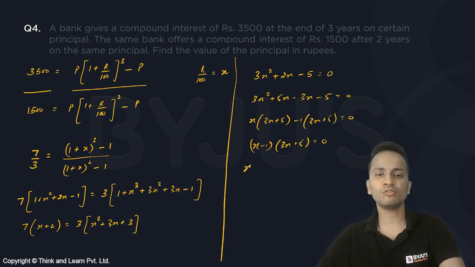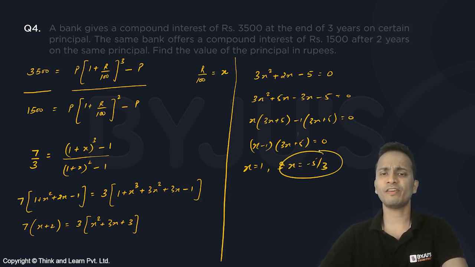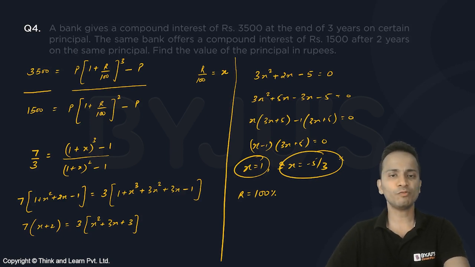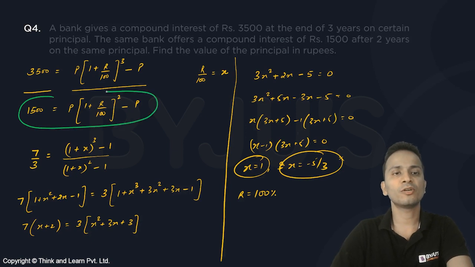That will give me two different values of x: x equal to 1 or x is equal to minus 5 upon 3. Now rate of interest cannot be negative, so minus 5 upon 3 will be rejected and x can be equal to 1 only. From there, the value of R will be equal to 100%. So this is the value of R. I will have to find out the value of the principal. So once we get the value of R, I can substitute this value of R in this equation, all right, and we'll get the value of P.